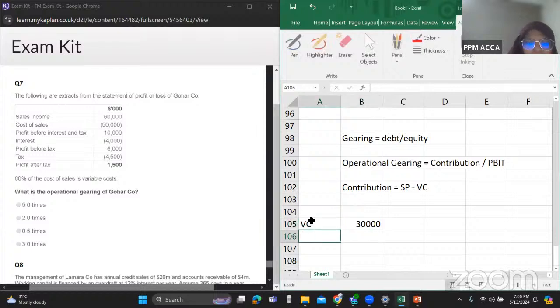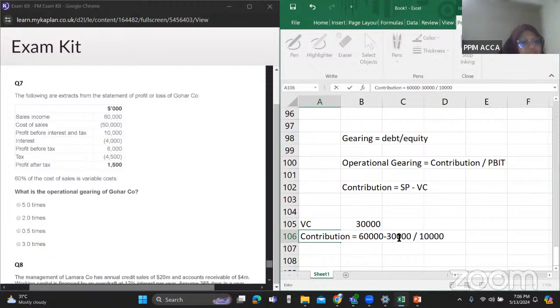Okay. So if I want contribution, that's just going to be the selling price, which is 60,000, minus the variable cost, which is 30,000. So that will give you an answer of 30,000 divided by the profit before interest and tax, which is 10,000. Okay. So 30,000 divided by 10,000. Yes, correct. The answer is D, 3 times.